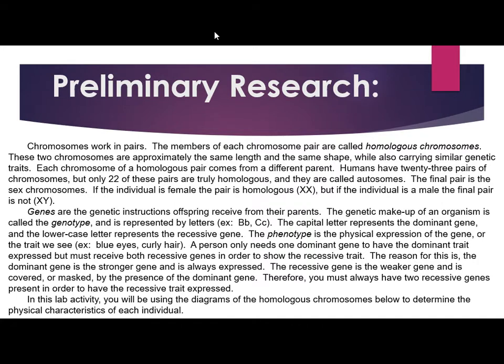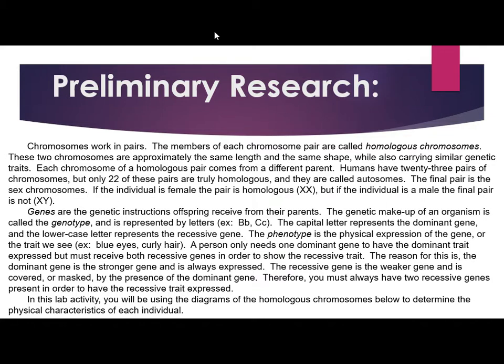If the individual is female, the pair is homologous, XX, but if the individual is a male, the final pair is not homologous, so it's XY. Remember, homologous means the same. So if X and Y are different, obviously they can't be homologous. Genes are the genetic instructions offspring receive from their parents. The genetic makeup of an organism is called the genotype.